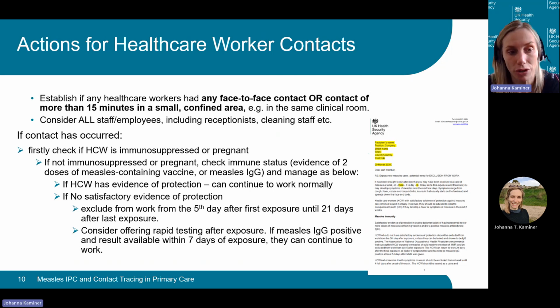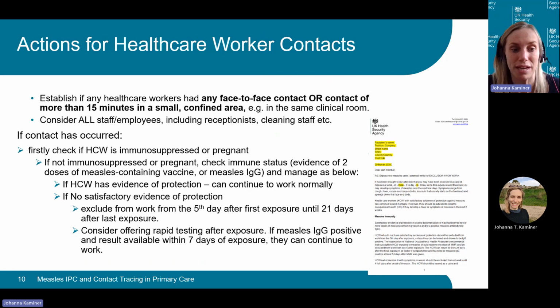If a contact has occurred, it's important to firstly check whether the healthcare worker is immunosuppressed or pregnant. If they are, then the algorithm for immunosuppressed or pregnant contacts should be followed. If they're not, then their immune status should be checked, and they should have evidence of 2 doses of measles-containing vaccine or a positive measles IgG. If the healthcare worker has evidence of protection, they can continue to work normally.